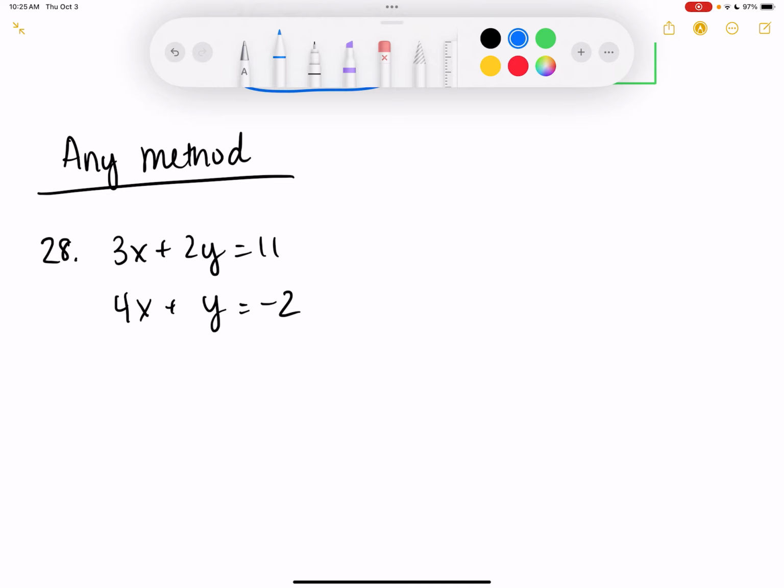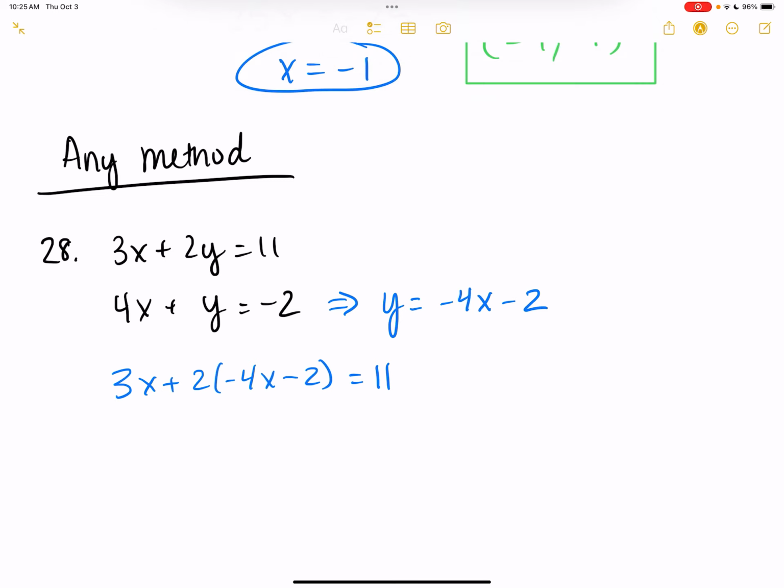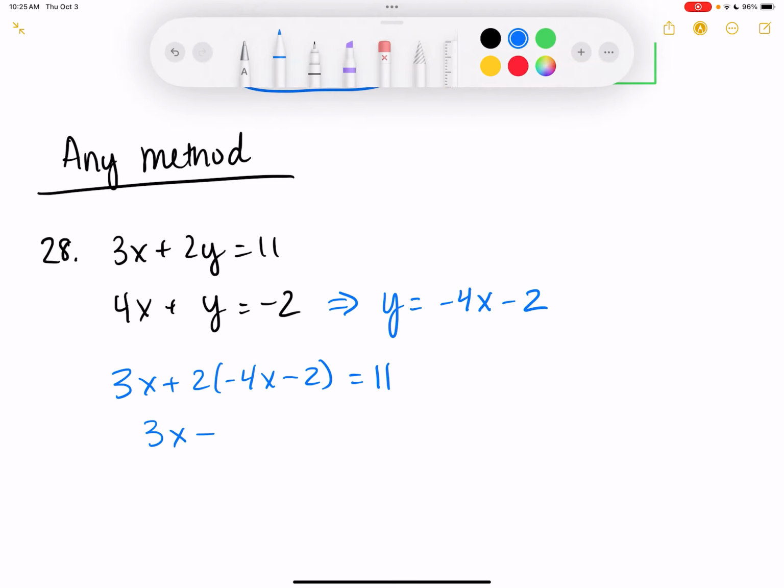Y equals negative 4x minus 2. Okay, plugging this into the top equation. 3x plus 2 times negative 4x minus 2 equals 11. 3x minus 8x minus 4 equals 11. Now what? Negative 5x equals 7.